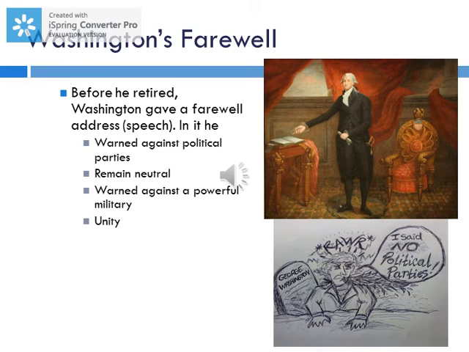Washington says goodbye, and he gives some warnings. He warns against political parties. He says the United States should remain neutral when it comes to wars and foreign affairs. And he warned against having a powerful standing military. He also wanted unity. He saw on the horizon some conflict between North and South, between different political factions, especially Jefferson and Hamilton and Adams. And he was concerned that individual political factions would rip apart the United States.